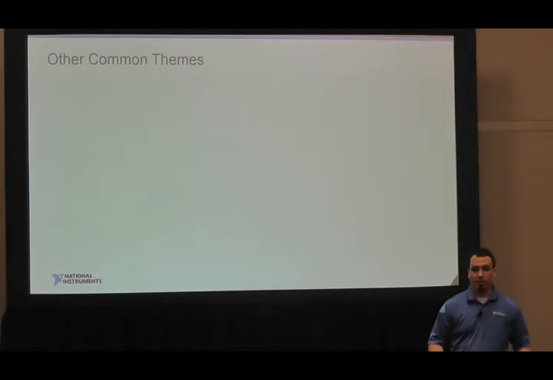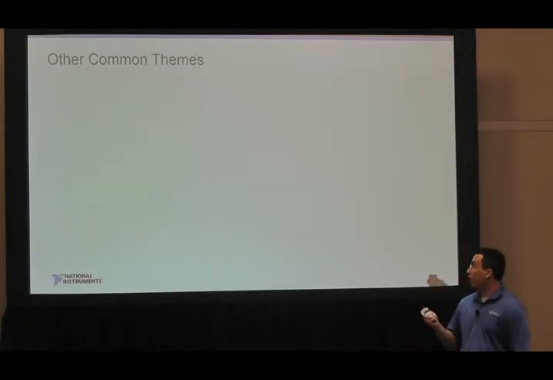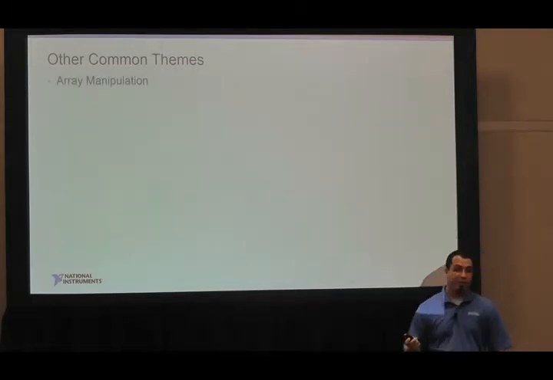So now that we've covered the four biggest pillars that we found from our code reviews, we're going to briefly talk about some of the little issues that we see very commonly but didn't really have space to fit into our presentation here. Big one, array manipulation.